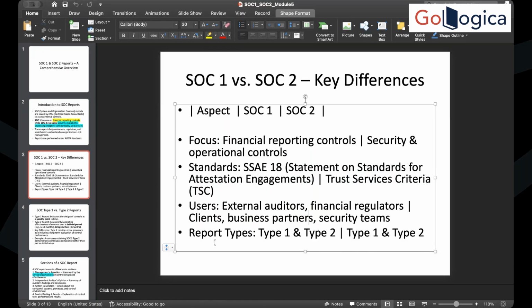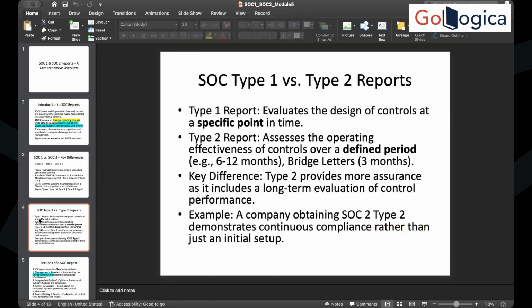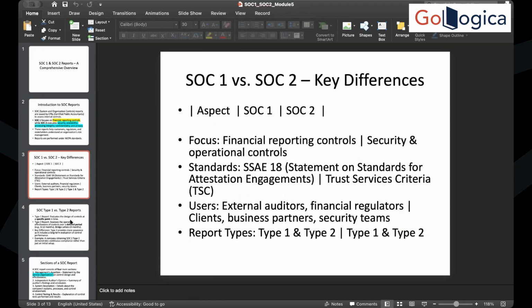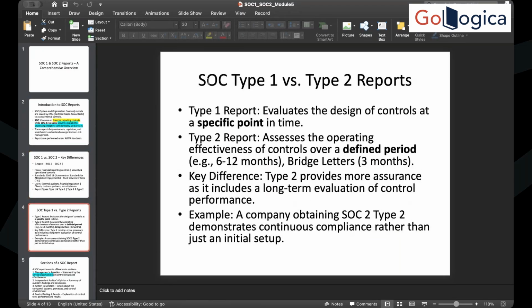And then there are report types. What are the types of reports? A type 1 and a type 2 report. And again, for SOC 2 also, we have a type 1 and a type 2 report. So whenever you are going for an interview, make sure you read about the SOC 1 type 1 report, SOC 1 type 2 report, SOC 2 type 1 report, and SOC 2 type 2 report. Any questions? What is the difference between type 1 and type 2? Coming to that.